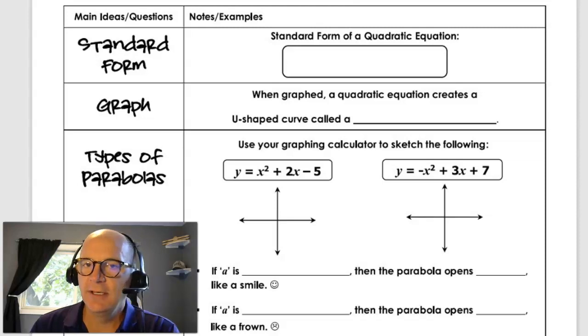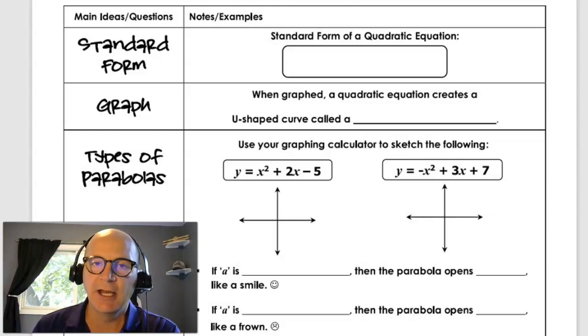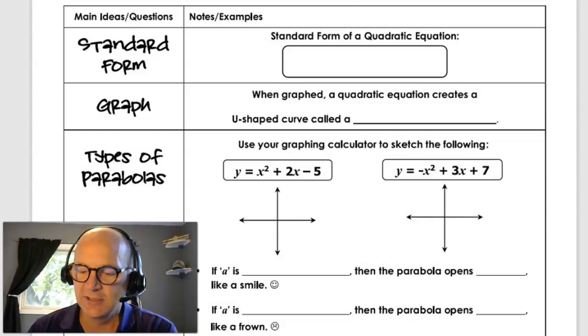Hello, scholars. Today we're going to look at the standard form of the quadratic equation, and at how we use that standard form to find particular features in the graph itself, and how we graph it using that. We're going to use a few different tools for that.